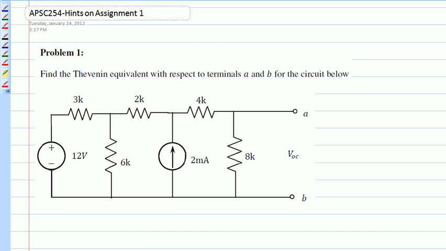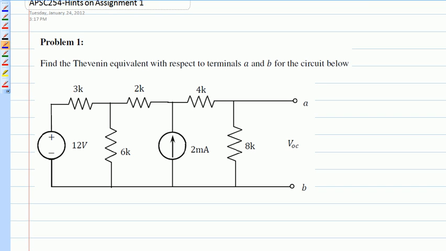Hi class, I'm going to make a video tutorial to give you some hints on assignment number 1. So do it yourself first. If you have any questions or get stuck somewhere, then you can take a look at this one here. I'm not going to solve everything, but I'll give you enough hints here.